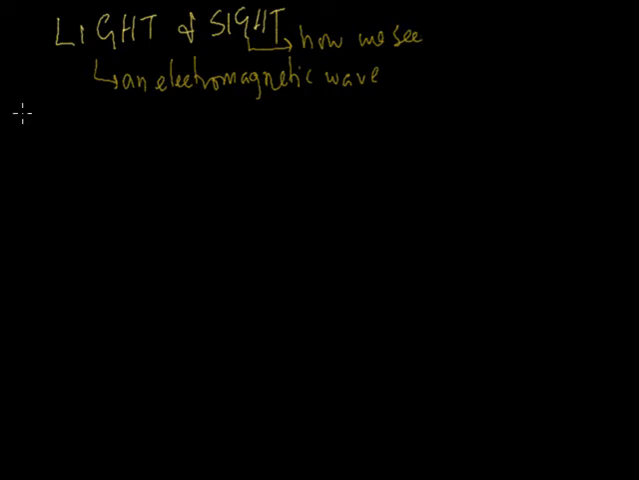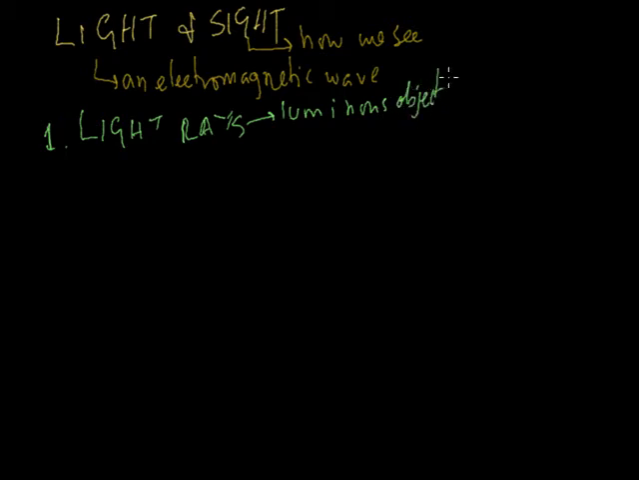Let's start with light rays. What are light rays? The first thing to ask is, where does light come from? Well, light comes from objects that have their own light, which we call luminous objects. Luminous objects means it's their own light.